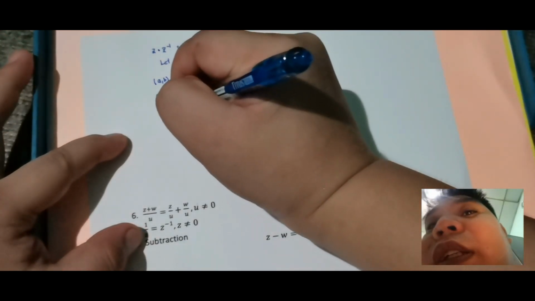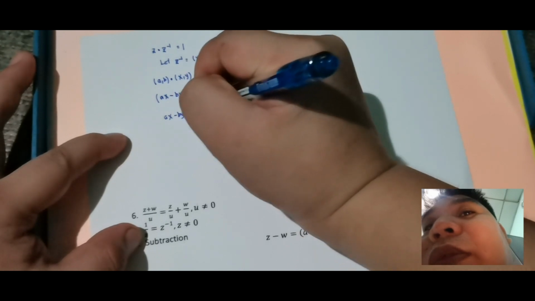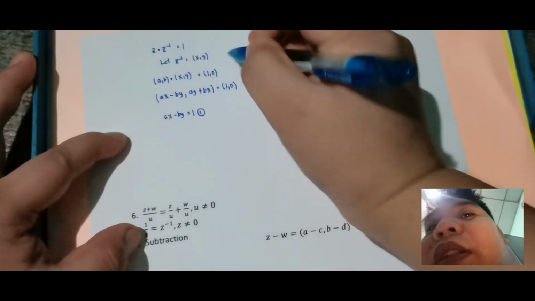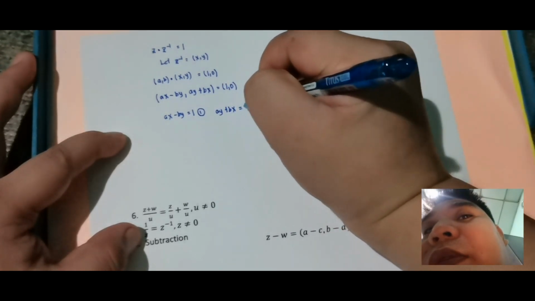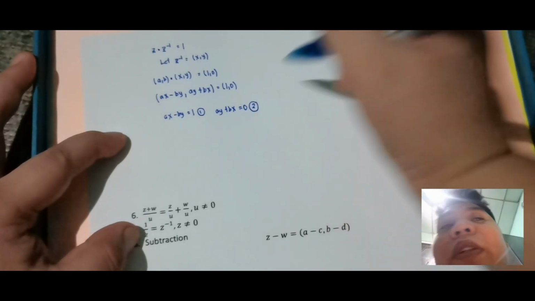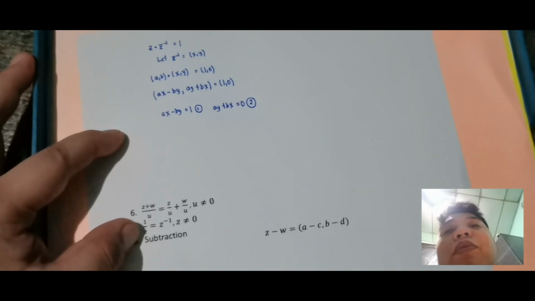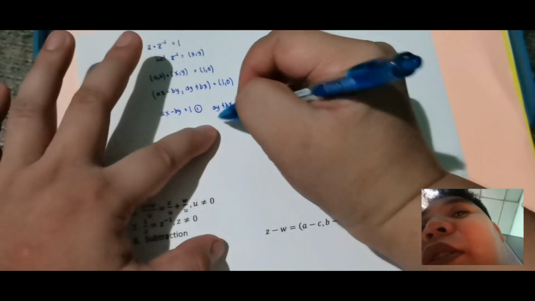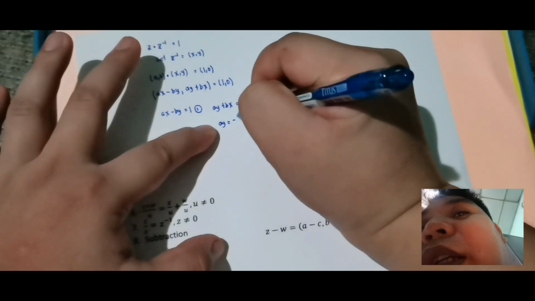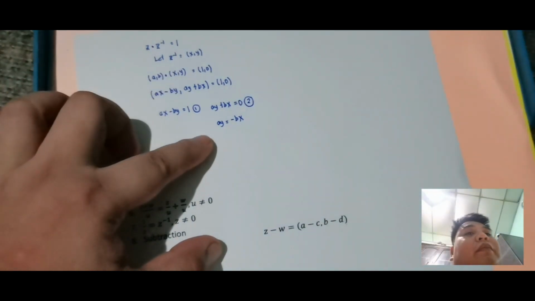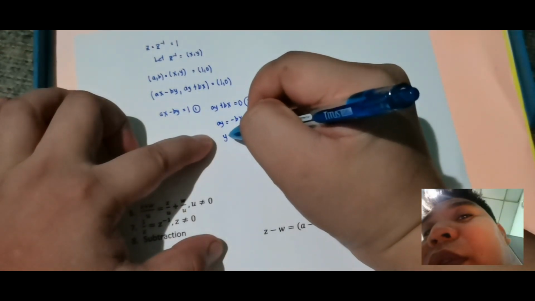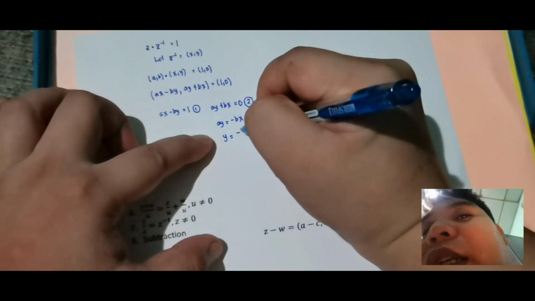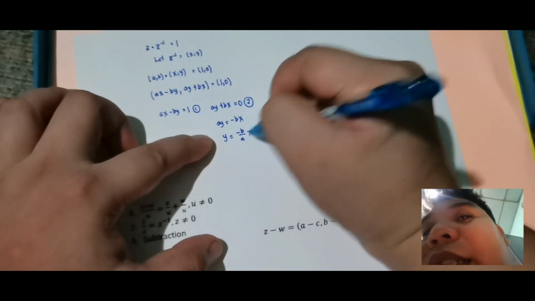Okay, so by definition ulit that equal complex number, so that is ax minus by, which is equal to 1. So let me call this equation 1. Next, si ay plus bx is equal to 0. Let me call this equation number 2. Okay, so from 2, para mas mabilis, so from here, we have ay is equal to negative bx. Okay, so solve na natin in terms of y. So that is y, in terms of x, that is y is equal to negative b over a times x.